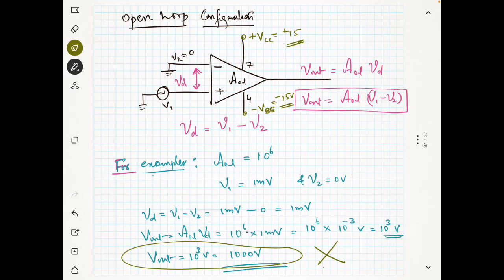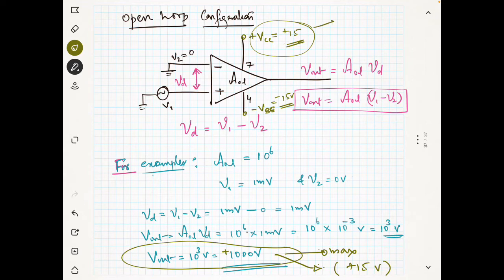So here the output is positive. This kind of output is not possible. Even if you are giving 1 millivolt, the op-amp is giving you something maximum. And what is the maximum you can get? You can get a maximum of only plus 15. So whenever you are giving 1 millivolt, the op-amp will immediately saturate.